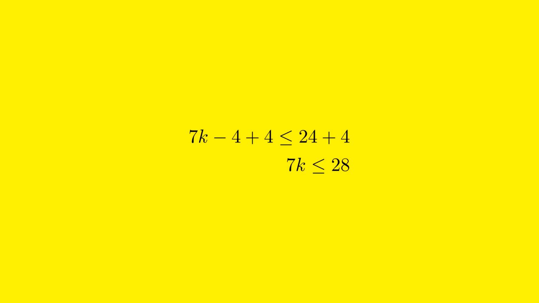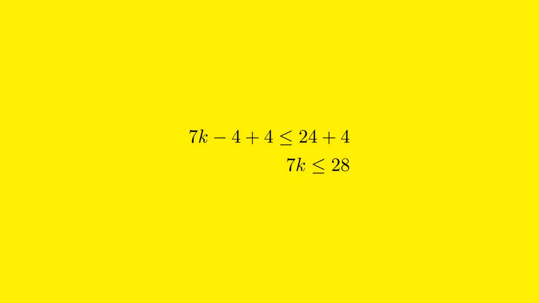To solve the inequality 7k minus 4 is less than or equal to 24, we start by isolating the variable k on one side. Begin by adding 4 to both sides of the inequality. This step ensures that we are working to get k by itself. When we do this, the inequality changes from 7k minus 4 is less than or equal to 24 to 7k minus 4 plus 4 is less than or equal to 24 plus 4. Simplifying both sides, we get 7k is less than or equal to 28. This completes the first step.